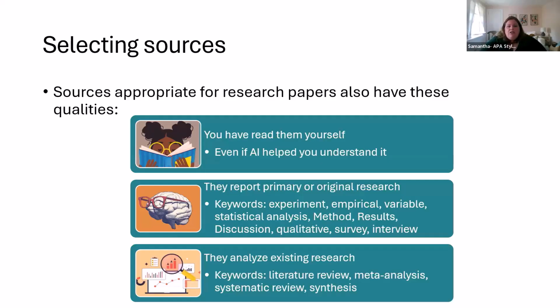Also, you want to look at papers that report primary or original research. So think about words like experiment, empirical, variable, statistical analysis, method, results, discussion, etc. Or you might want to use papers that analyze existing research. So things like literature review, meta-analysis, systematic review, or synthesis.